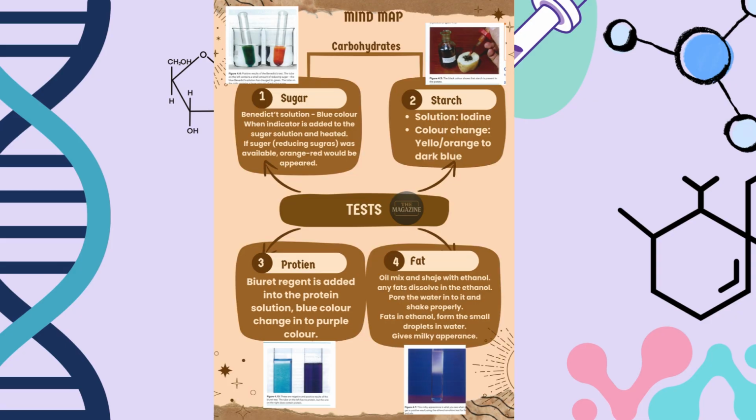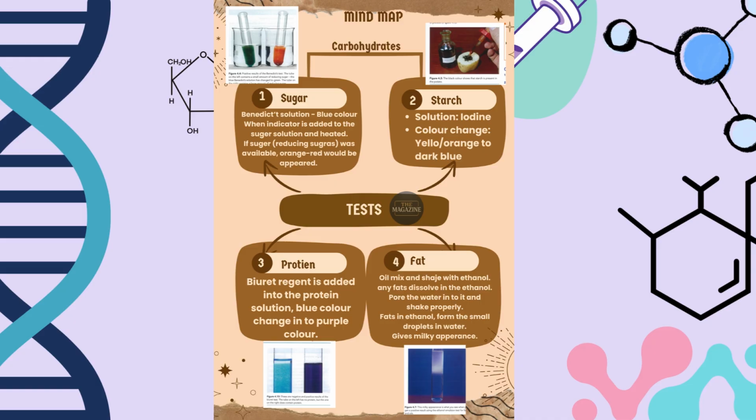Here you can see a short note, a mind map which is related to the tests that are included in your textbook. You have to study 4 types of test. You need to know about the sugar test, starch test, protein test, and oil or fat test. So first of all, let's see how we can identify sugar.